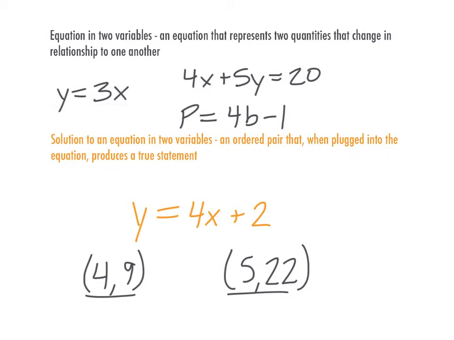We got y equals 3x. We got two different variables there. 4x plus 5y equals 20, or p equals 4b minus 1. So two variables in all of those.